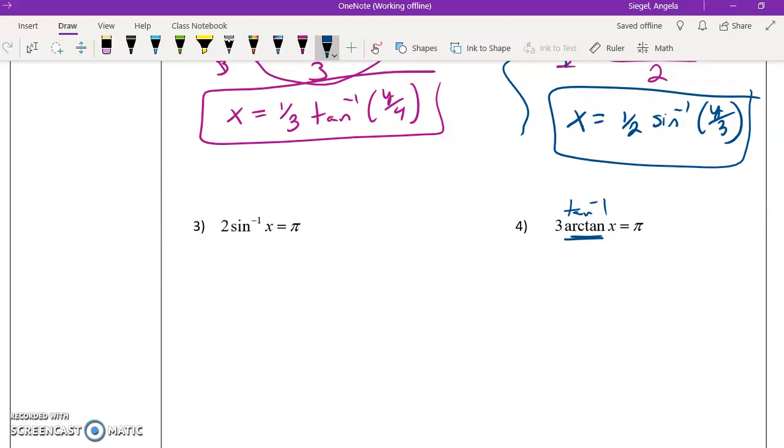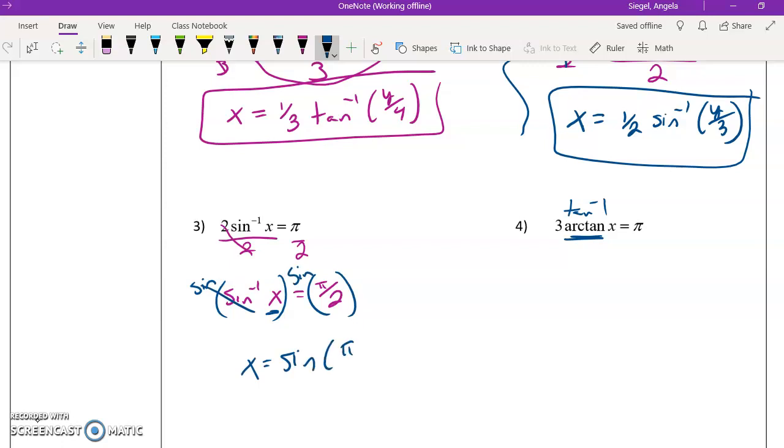Okay, so let's go ahead and continue on. So I'm going to divide by 2, and so I have sine inverse of x equals pi over 2. So this one is different because to get the x by itself, I'm going to take the sine of both sides. So hopefully you're kind of seeing something right now because the sine of pi over 2, think about that, pi over 2 is right there. So the sine is going to be 1, and so my answer is 1.